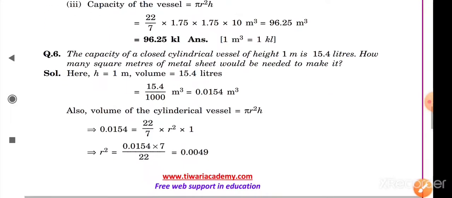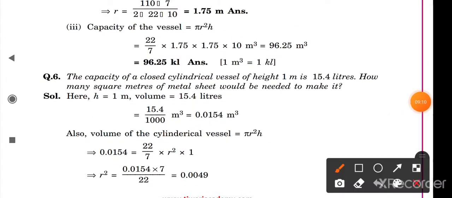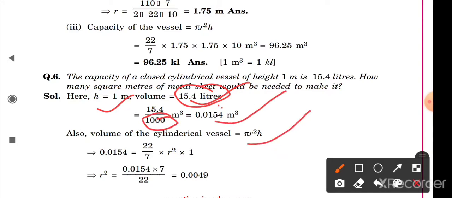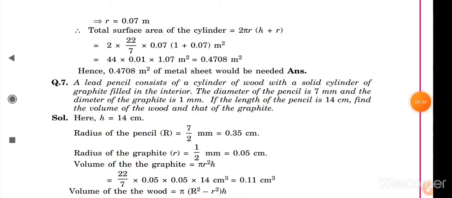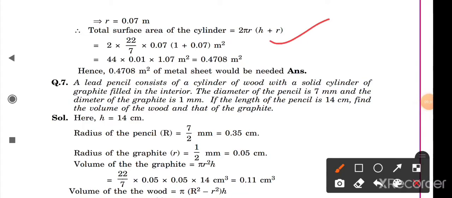Now moving to question number 6. In question number 6, you are given the height and the volume, which is given in liters. So first you will convert it into meter cube. For that, divide by 1000 and it will be converted into meter cube, and the volume is pi r square h. You are given all the values, you will substitute them, r square is equal to this much. Then you will find the square root of 0.0049 and you will get the value of r. Now you have r, so you have to find out the total surface area of the cylinder, which is 2 pi r bracket h plus r. You will substitute all the values and find out the answer to the question.